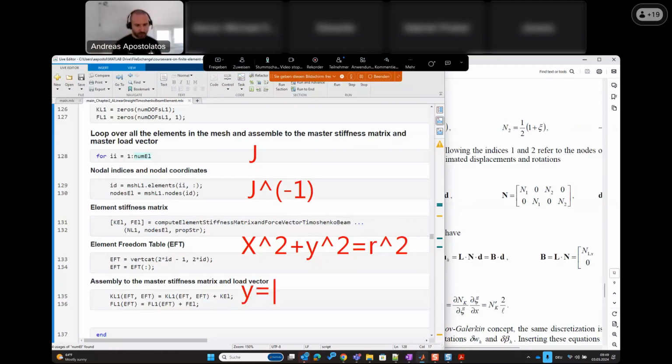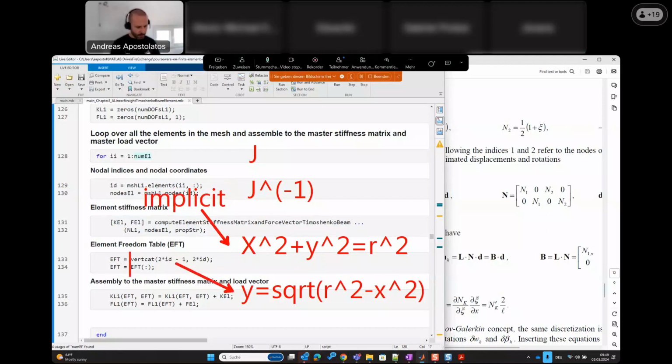The explicit would be to say for the circle that y is the square root of r squared minus x squared. So the first one here we call implicit, this geometry description, and this is the so-called explicit.